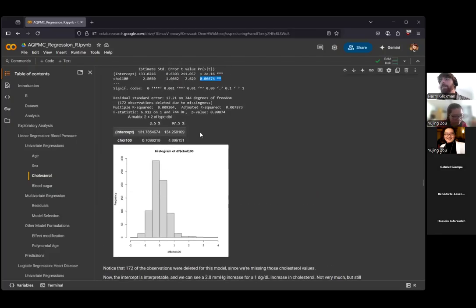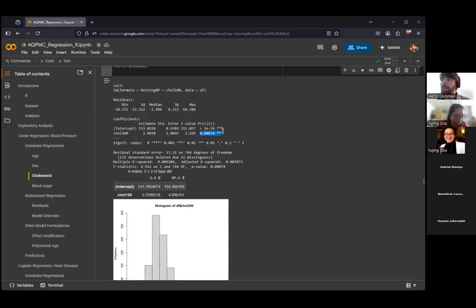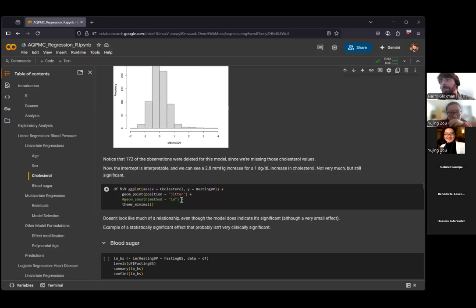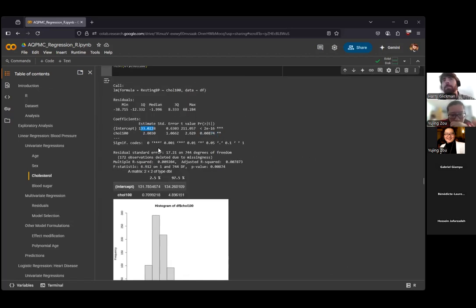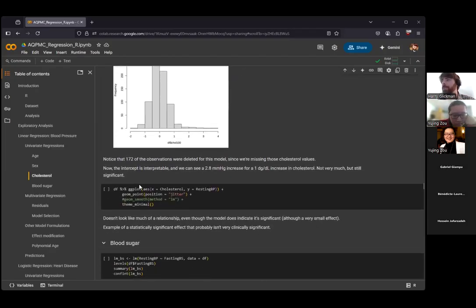But this is a good example of a relationship that is statistically significant, but probably not clinically significant. So, this is a good warning about the pitfalls of just looking at the p-value and then thinking it means all that much. The p-value is telling us this matters, but in real terms, it doesn't seem like it matters that much. And the intercept is now interpretable, of course, as we've centered it. So it's for a person of average cholesterol, what is their blood pressure?